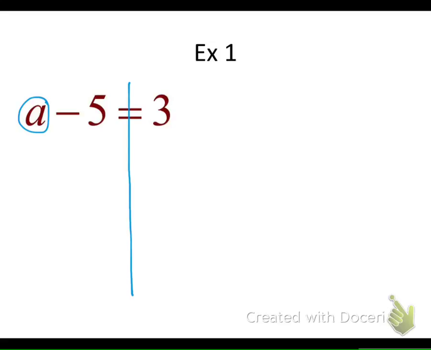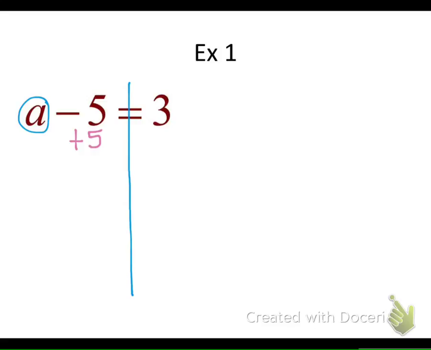Now, when I solve equations, the goal is to get the variable by itself. So if I want to get this variable by itself, what do I have to get rid of? I have to get rid of the subtraction sign. What else do I have to get rid of to get this by itself? The 5, right? So if I have to get rid of this minus 5, I'm going to use the inverse operation, which is the opposite. So what's the opposite of minus 5? Negative 5. What's the opposite of negative 5? 5. What kind of 5? A positive or a plus 5.